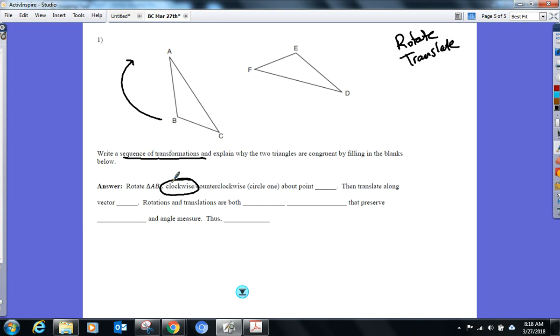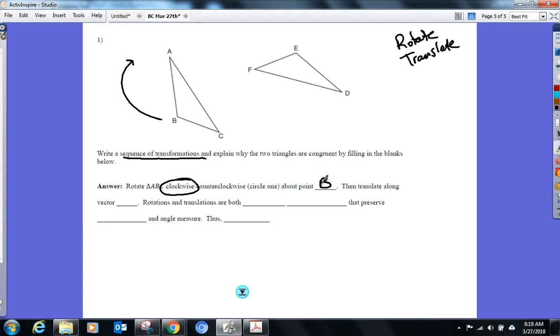Where's this point I'm going to rotate it around? Well, there's really no other point here, but you can rotate it around one of the vertices. There's not a wrong answer here. Which vertex do we want to rotate it around? Sure, we can rotate it around A, B, or C. There's no wrong answer for this part anyway. So about point B. And again, you could write in A or C.